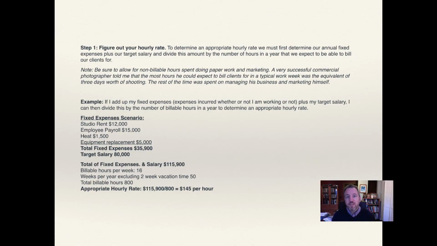When using this pricing model, the first thing we have to do is figure out our hourly rate. How much is our time really worth? And so that's what that financial model spreadsheet was for, and we'll look at that in just a moment. But here's an example I've put into the assignment for developing your pricing models. You would take all your fixed expenses, your studio overhead, any employee payroll, heat, your power bill, your cell phone, all your fixed expenses for an entire year, and on top of that add your target salary of what you'd like to make back from the business, and this becomes your overhead.